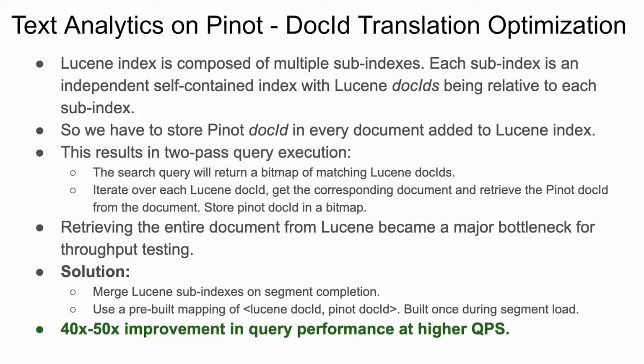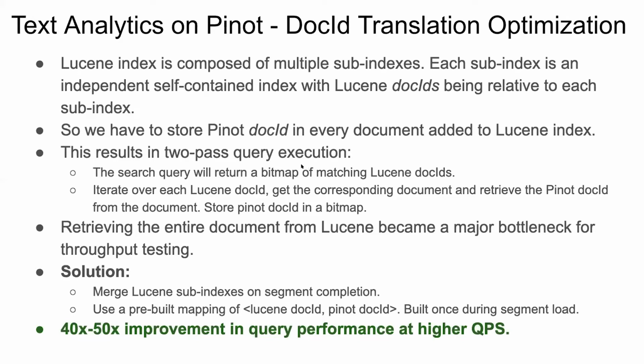So what we were doing is that as part of the document added to Lucene, we stored another field, which was the Pinot doc ID. This makes our search query processing happen in two phases. When the search query is executed on Lucene, it returns a bitmap of matching Lucene doc IDs. We then iterate over each Lucene doc ID, get the corresponding full document from Lucene, retrieve the Pinot doc ID out of this document, and store the Pinot doc ID in a bitmap. This is the result of executing a text search filter in Pinot.